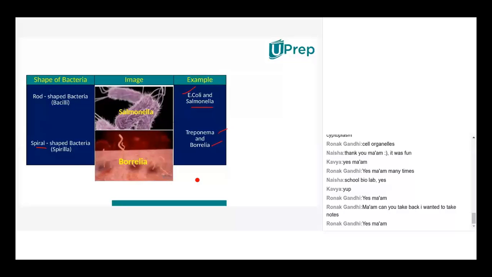So the staining process is also one which helps in classifying bacteria as gram positive and gram negative.